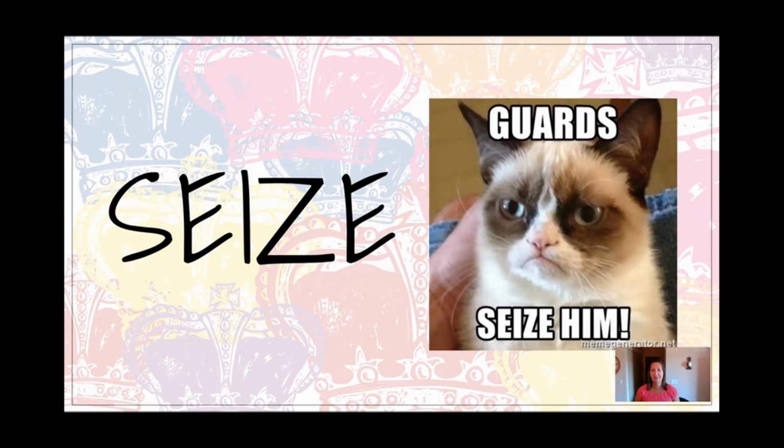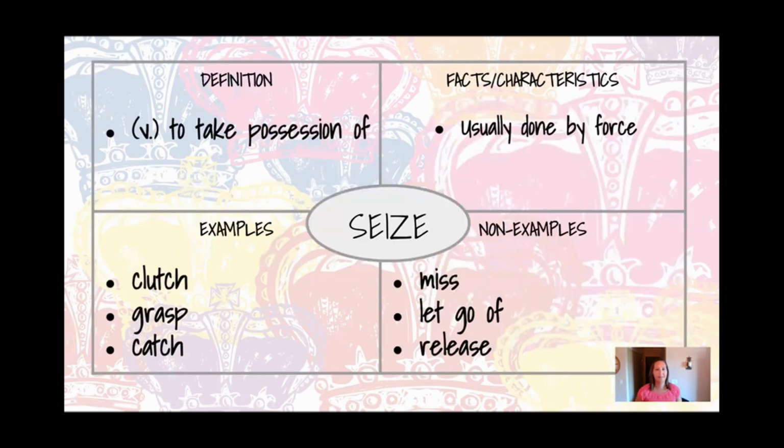So again, as an example, we have Grumpy Cat here saying, "Guards, seize him," which is, I feel like, a pretty common movie and TV show trope, to have someone saying that line after somebody robs them or commits some other crime. So let's look at the word seize.